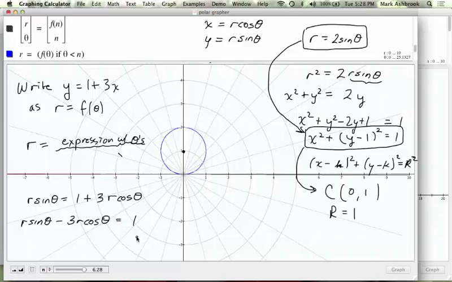Okay, and what do we do next? We're trying to isolate r, right? We're trying to get r equals something. So how can I do that? How can I get r equals something? What, Kevin? Factor r out, right? We're left with r times (sine theta minus 3 cosine theta) equals 1. Last step, r equals?